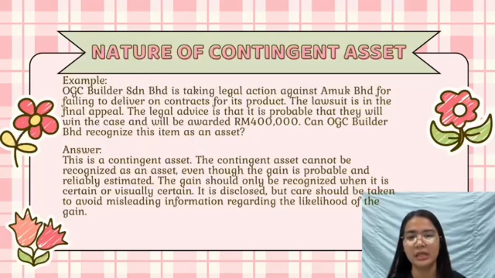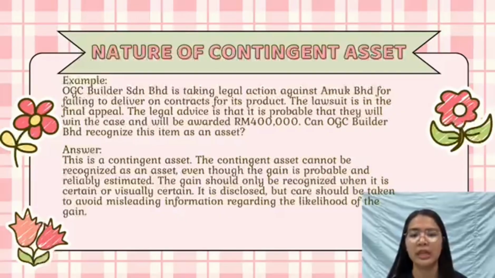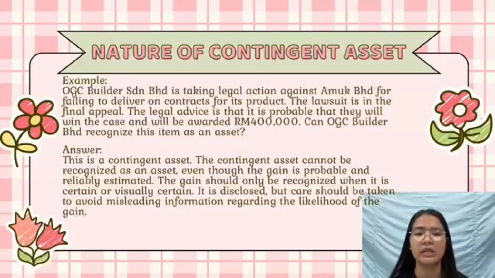The contingent asset cannot be recognized as an asset, even though the gain is probable and a reliable estimate exists. The gain should only be recognized when it is certain or virtually certain. It is disclosed, but care should be taken to avoid misleading information regarding the likelihood of the gain.